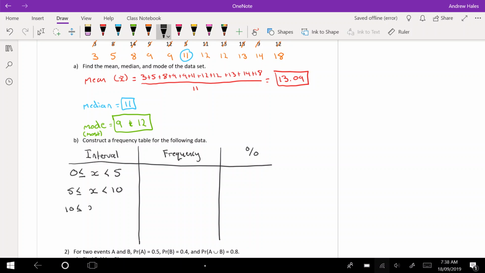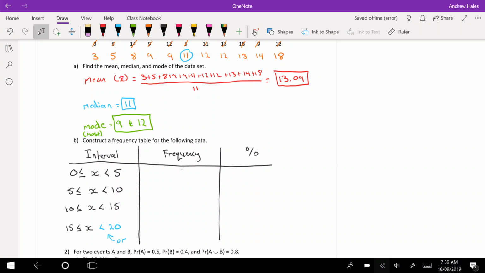10 to 15. And there are really 2 ways you could write this one. You could write it like this, so it's just greater than 15. Or you could put that limit on at the end as well, and less than 20, because there is nothing greater than 20 in our data set, but either one would be acceptable.